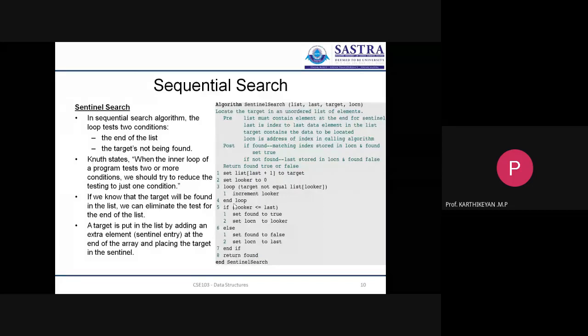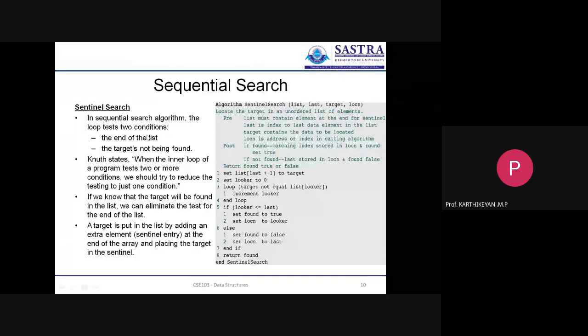Okay, we are storing the target element at the end of the list. Explicitly we are storing it, so for sure the target element to be searched is in the list. So whether the target element exists in the list or not, that condition we can eliminate. We are introducing the target element at the end of the list, as the last value. So we need to search only the looker value alone, and that we can take care of here.